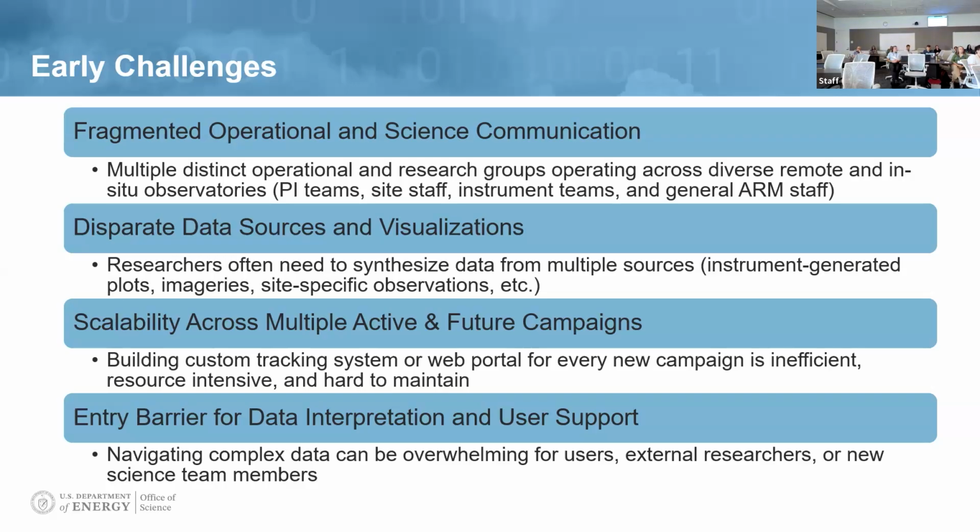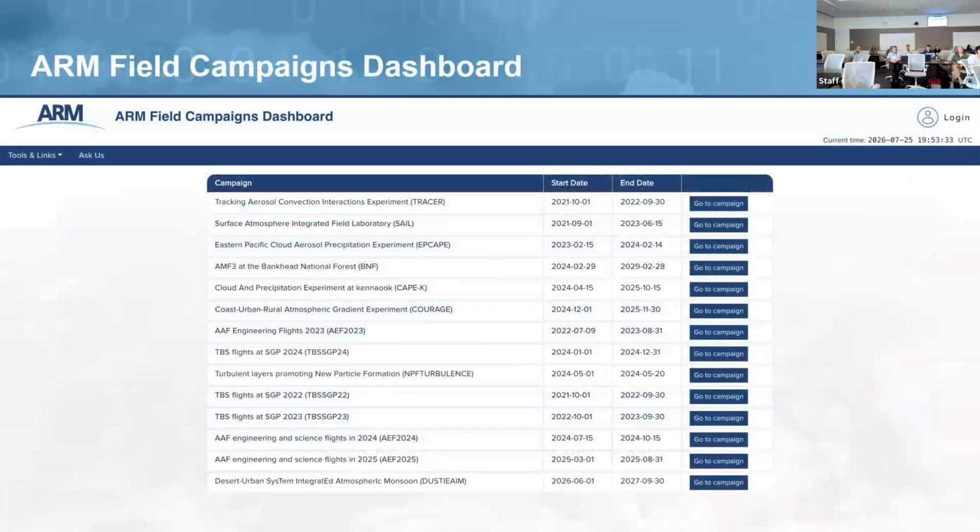So how do you make sure that users can navigate through all these complex data sets that ARM collects, which are also available to the science team members or external researchers? That's when the whole idea of the field campaign dashboard comes in. This is just a screenshot of all the dashboards we have overall, supporting more than 15 dashboards at this point.